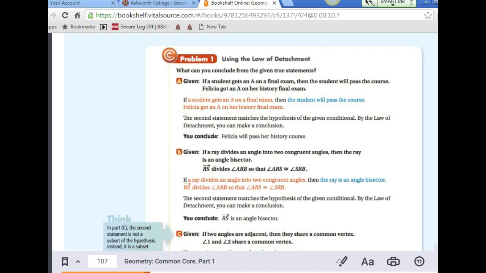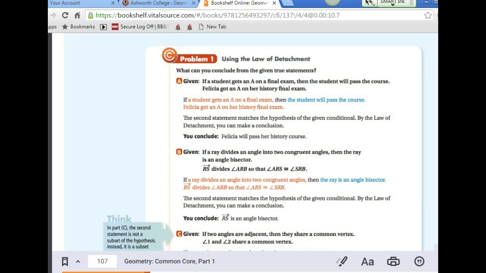Hello, we are doing problem number 1 from your Geometry Part 1 textbook. This is found on page 107 of the textbook. We're talking about what's called the law of detachment. In this lesson, there's actually two that we'll deal with. Problem number 1 is called the law of detachment. And the best way to show it is to go through these couple of examples.